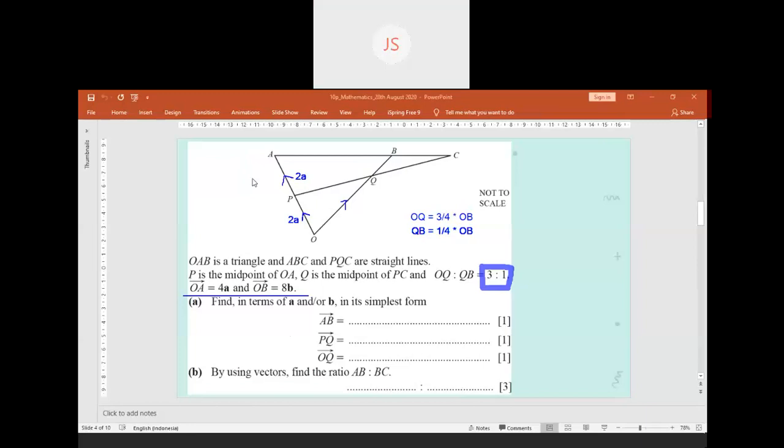OQ. Please read the question properly. OQ. Before, we already discussed OQ is 3/4 of OB. So OQ will be what vector? What vector is vector OQ?